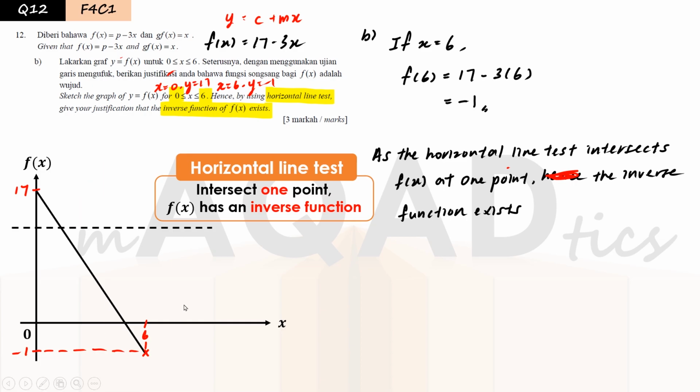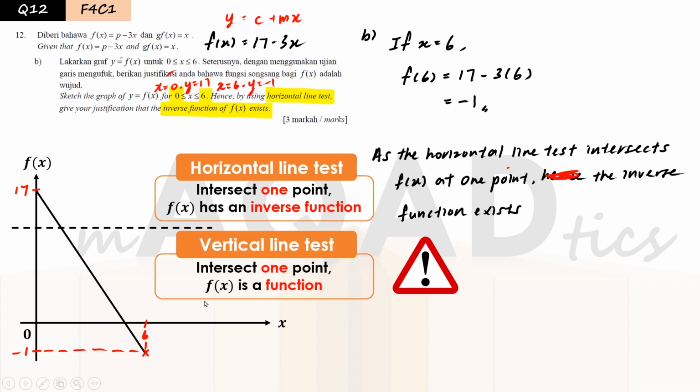Alright? And another thing I think students will confuse is another line test in this chapter, which is called the vertical line test. Okay, so vertical lines are something like this. It has the same concept, it's just that it proves another thing, which is if it intersects one point, it will be a function, alright? Not an inverse function, but a function only. So vertical lines prove functions. Horizontal lines prove inverse functions.